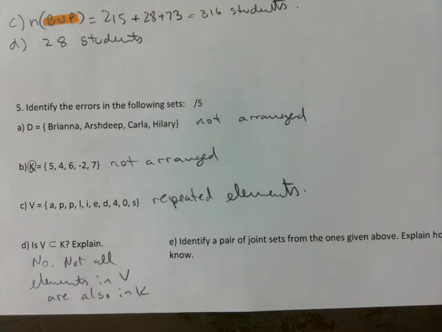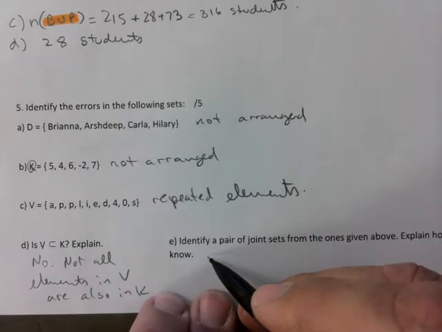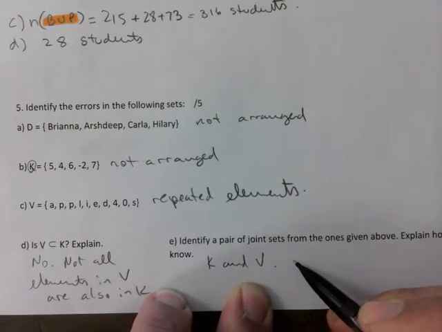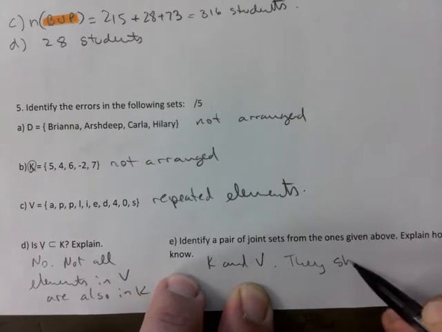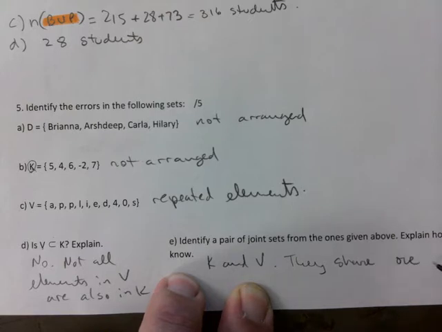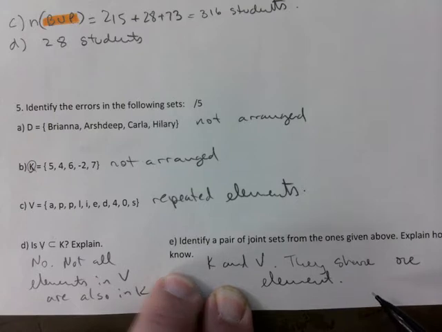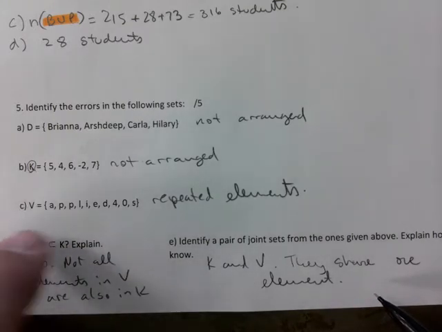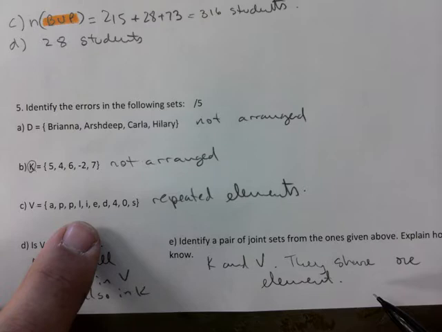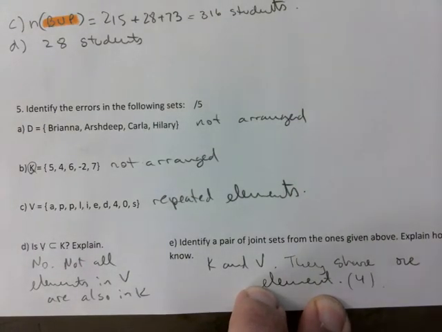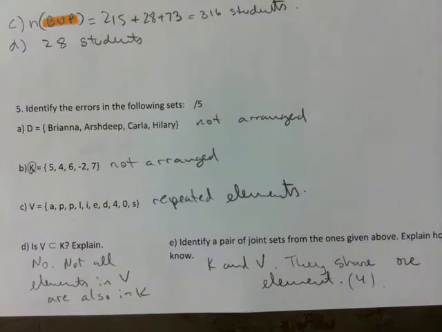Identify a pair of joint sets from the ones given above. Which ones would be considered joint? K and V, yes. K and V, they share one element. And what is it? 4, right? Yeah, 4. Sorry, 4. There. Got it.